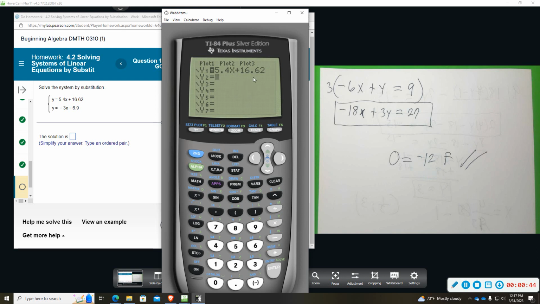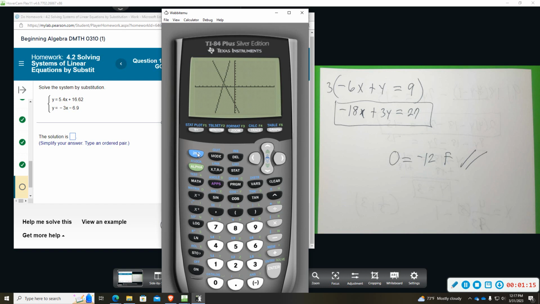I'm going to go to the second line. I'm going to type the second equation, negative 3x. So I have to use the negative on the calculator: negative 3x minus 6.9. All right, so once I check and verify that I have those put in correctly, I'm going to hit graph. Now we can see these two lines cross. I want to know where they intersect. So I'm going to go to calculate.